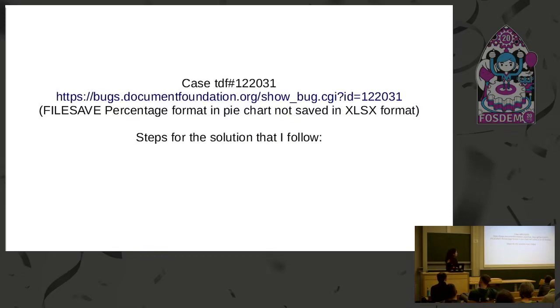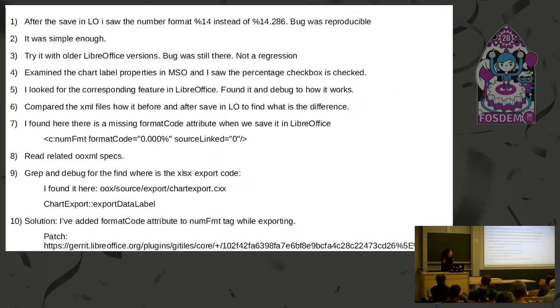In this bug report, we have a document. When we save it in LibreOffice and open it again, we lose 3 digits after the comma in the chart label. While solving it, first I reproduced the bug. I saw that the bug is there. The document was simple enough. I tried it with older LibreOffice, but the bug was there. It was not a regression.